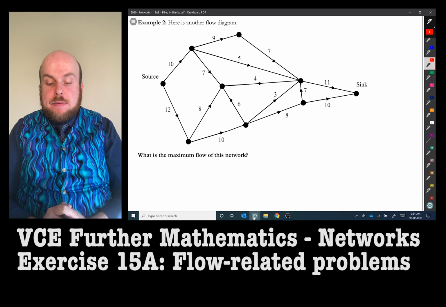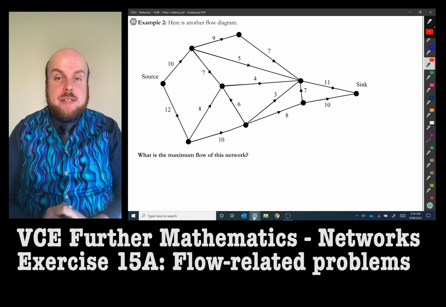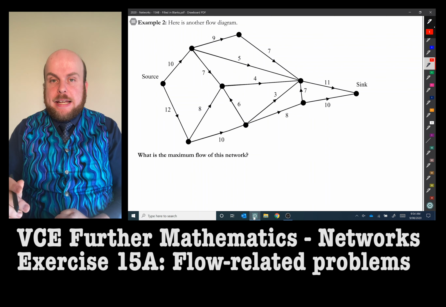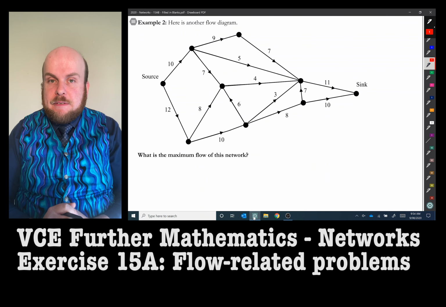Example 2. Here is another flow diagram. What is the maximum flow of this network? Now what we're going to do is the same similar sort of method that we did before, where we were just marking all of the different pipes and how much can go through, although I'm going to do it slightly differently.